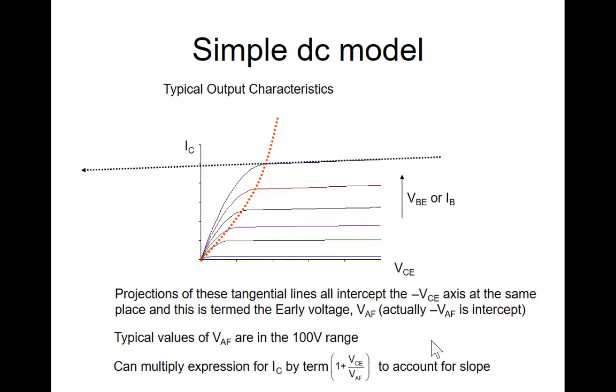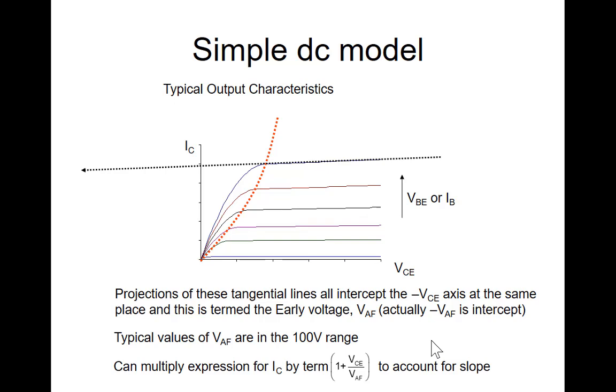Okay. Now, when we accounted for that slope in the MOS device, we simply modified the drain current expression by 1 plus something times VDS. And that something was the reciprocal of that voltage where the intercept was at. We do the same thing in the bipolar case.